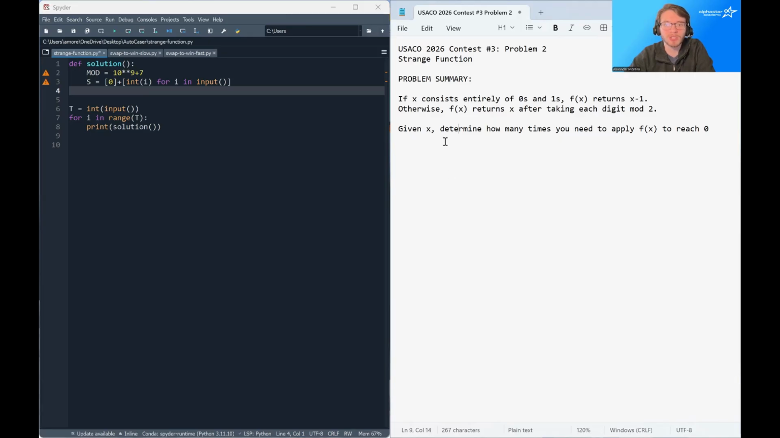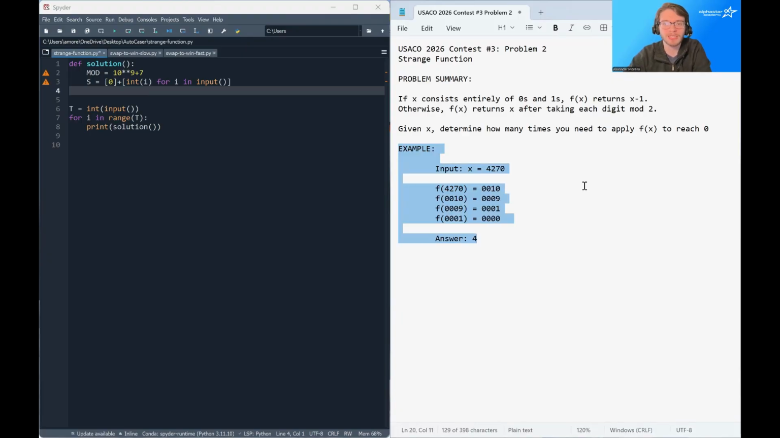And what we want to know in this question is, given a value of x, how many times will we need to apply the function f of x in order to reach 0? Let's take a look at an example.